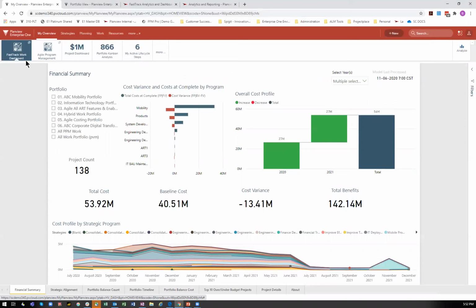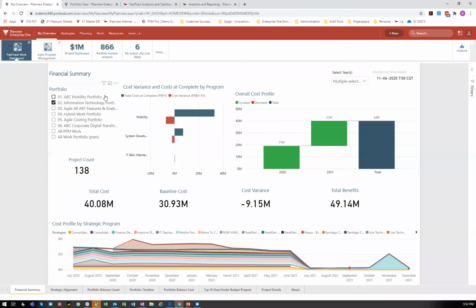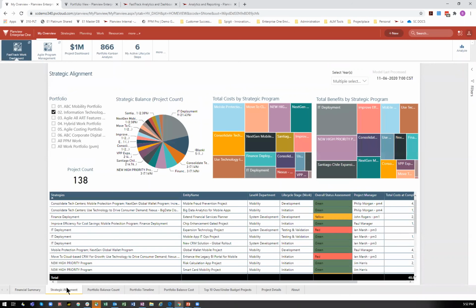These dashboards, one tile, as we call it, are interactive. You can see this one tile's got a number of different tabs down below. I can filter the information. If I just want to look at what's going on in the information technology portfolio, I could do that. I could look at one of these alternative tabs to see, of our big strategic investments, what's the total cost? What's the benefit?